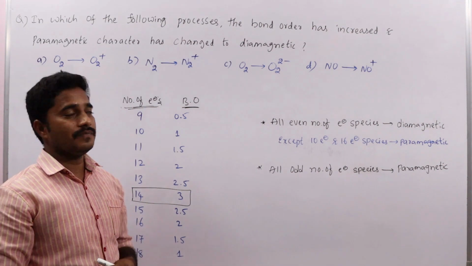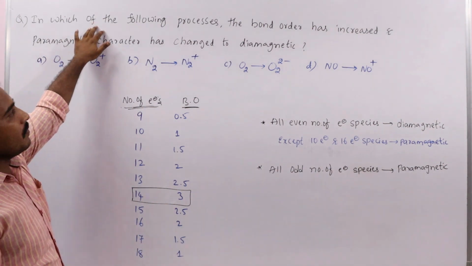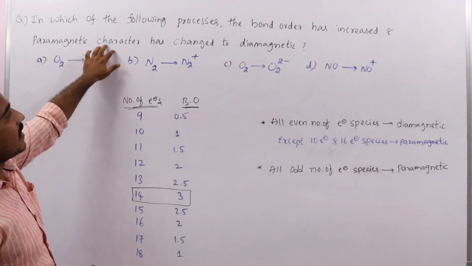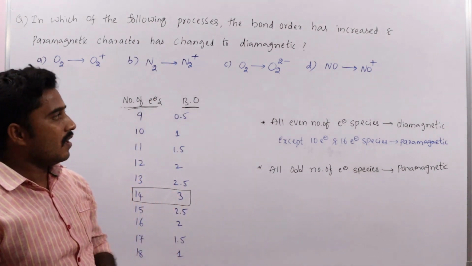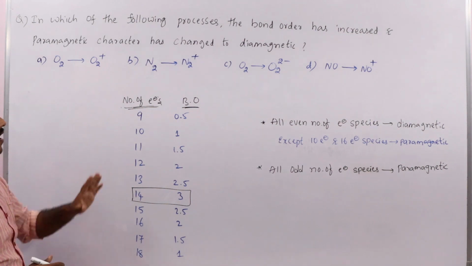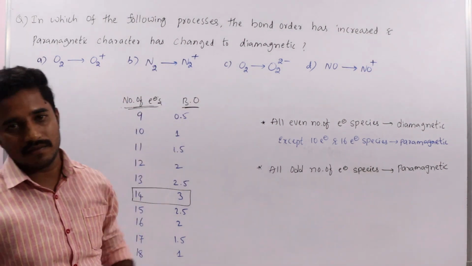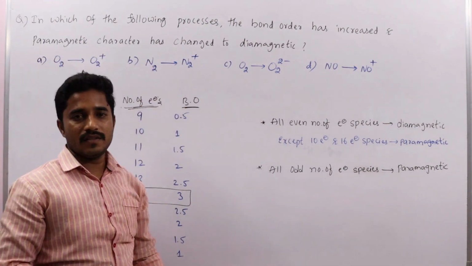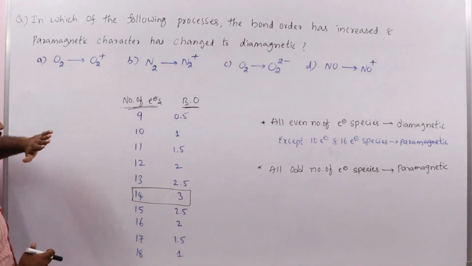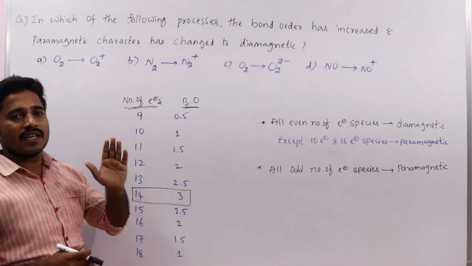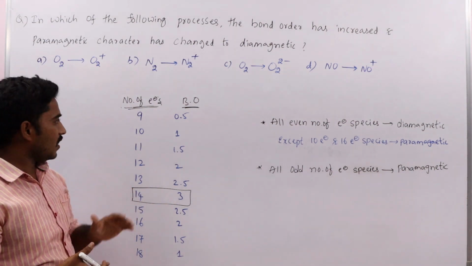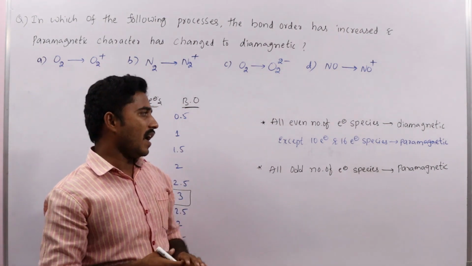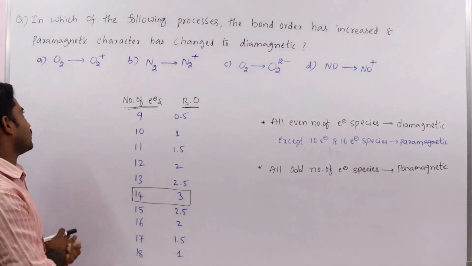Let us see the next question. In which of the following processes has the bond order increased and the paramagnetic character changed to diamagnetic nature? Here 4 options are given. They asked that the bond order has increased and the magnetic nature has changed from paramagnetic to diamagnetic. To find the bond order, we already discussed a very easy trick, and to find the magnetic nature, I have also given one trick here. Let us see the options.